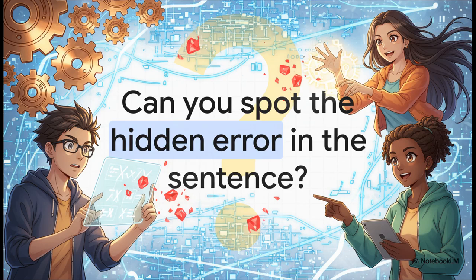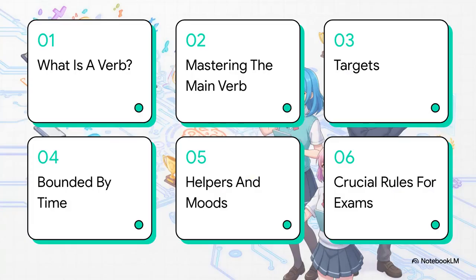But here's the thing. The solution isn't just relying on your gut feeling anymore. It's about truly understanding the underlying architecture of verbs. Once you see the matrix of how verbs actually operate, I promise you, those hidden errors are going to jump right off the page. So here's our roadmap for this explainer.